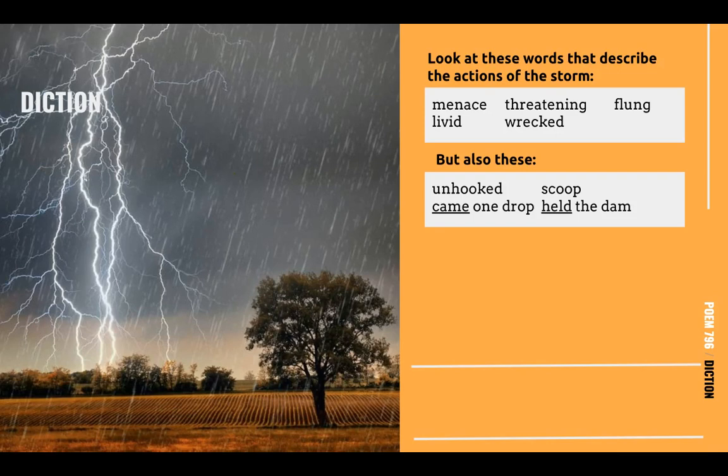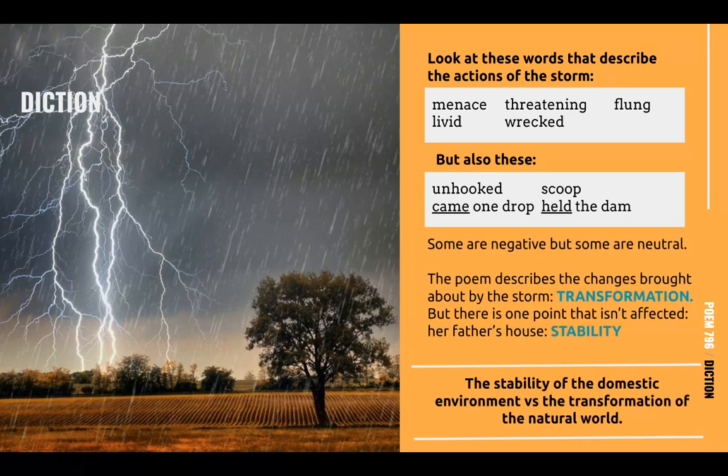So although some aspects of the storm are quite menacing, they're balanced out by some other things that are completely neutral. And what you ultimately have in this poem, and this probably will take us to what I think the theme of the poem is, is that the poem describes the changes that the storm brings about. The storm transforms the landscape in some way. Look at what it does. It blows the leaves around, it kneads the grass, it wrecks the sky.